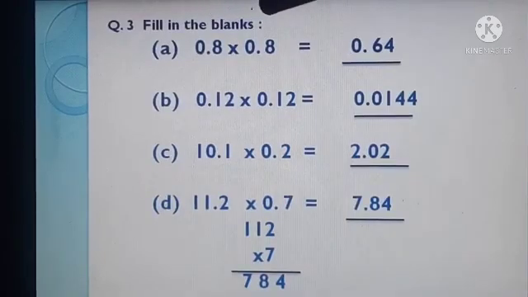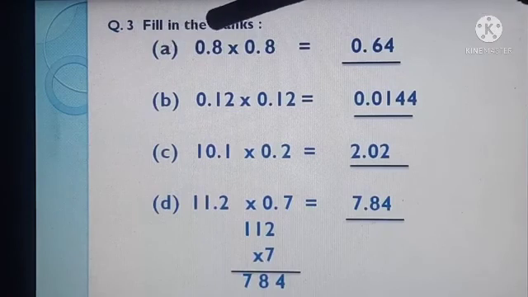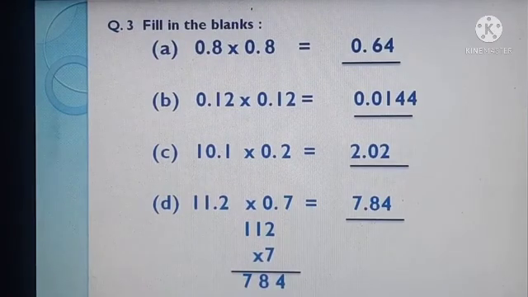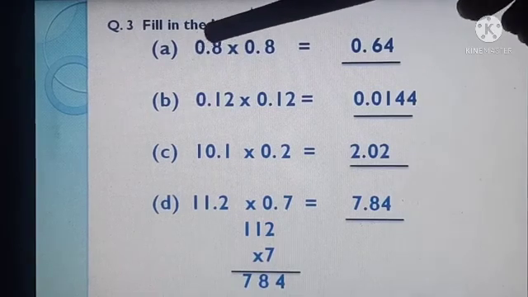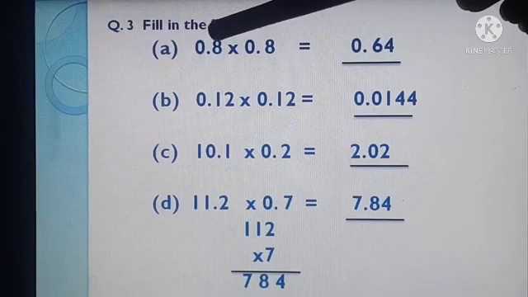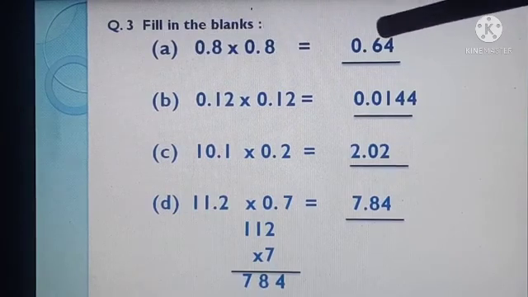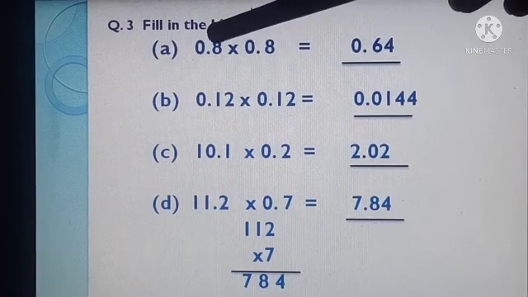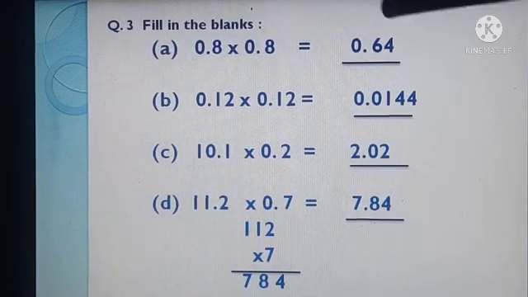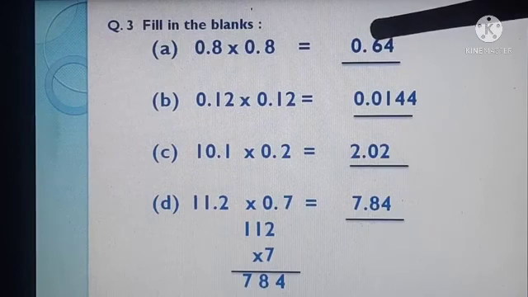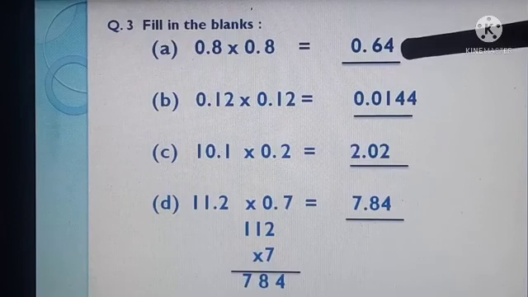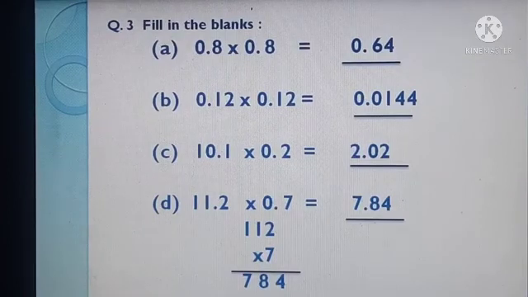Now question number 3, fill in the blanks. A part, 0.8 multiplied by 0.8. So first of all we will do simple multiplication. We don't include the decimal in the multiplication. 8 8s are 64. Now after the decimal count how many digits are there. 1 and 2. Now start from here. 1 and 2. Put the decimal here. So our answer is 0.64.